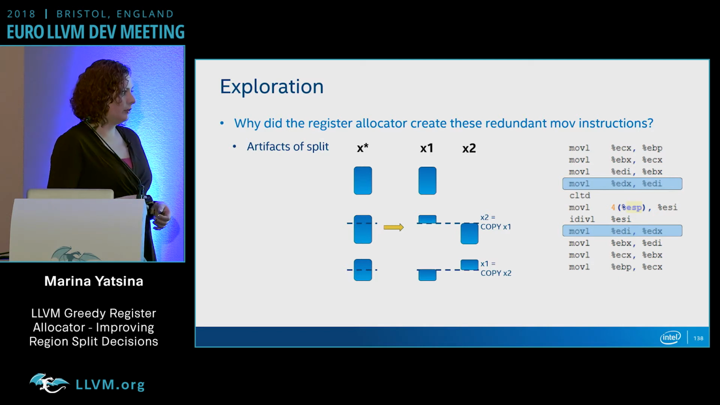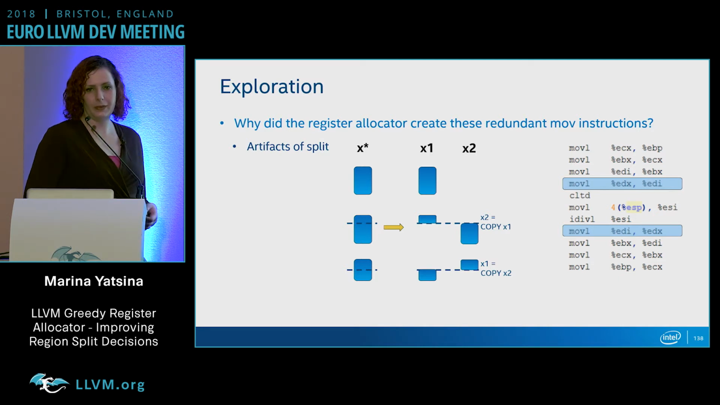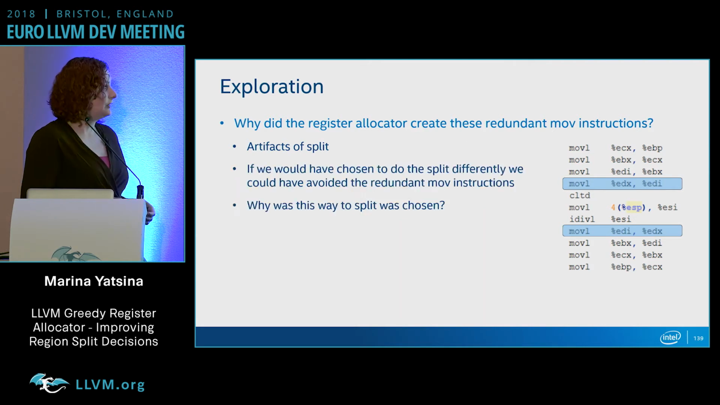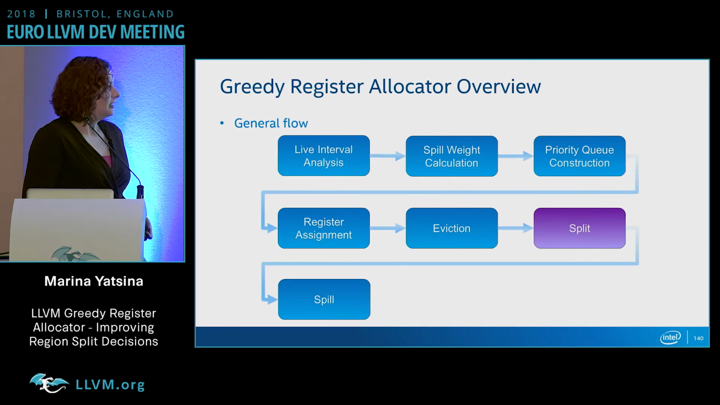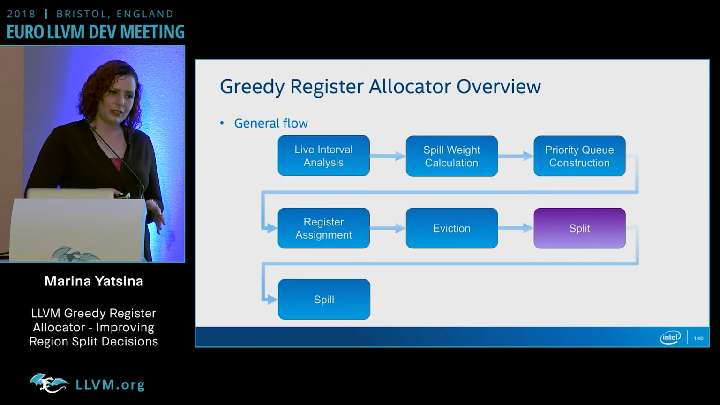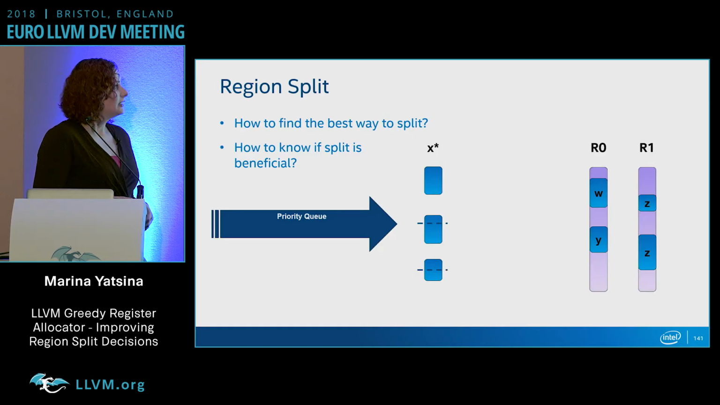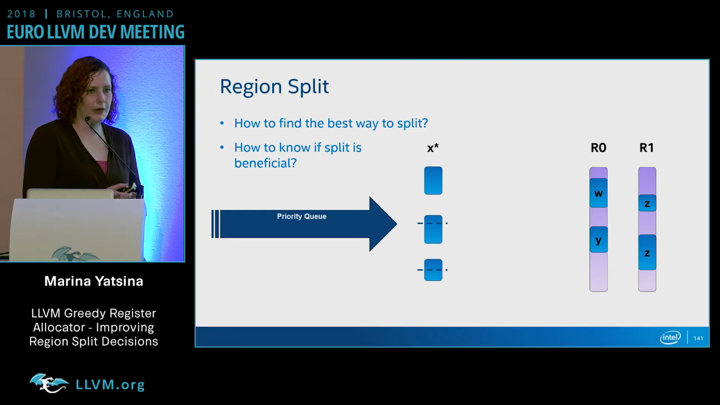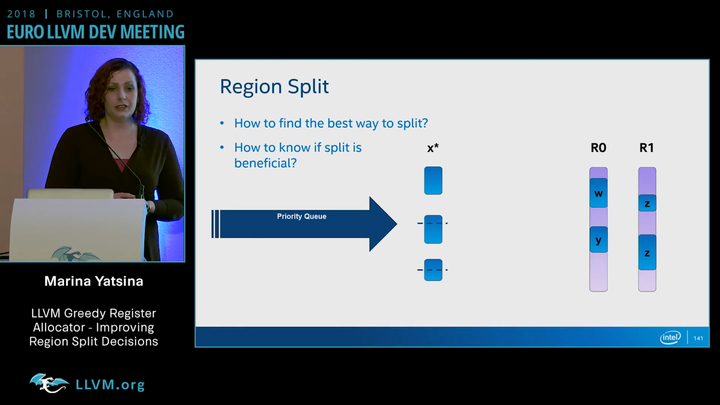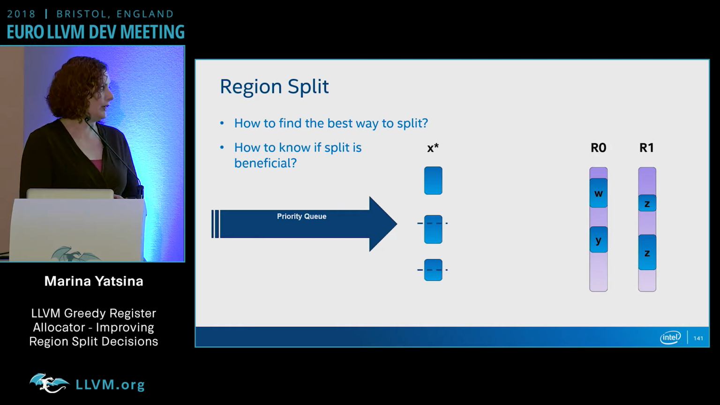But as I mentioned, we could have inserted these copy instructions in different places. We could have done the split differently. So why did we choose to do the split that way, and that way caused us trouble? Let's focus on the split mechanism to understand a bit more what happened behind the scenes in this example. In the overview, we asked ourselves 2 questions: how do we find the best way to split, and how do we know if split is beneficial? This section is going to answer these 2 questions.